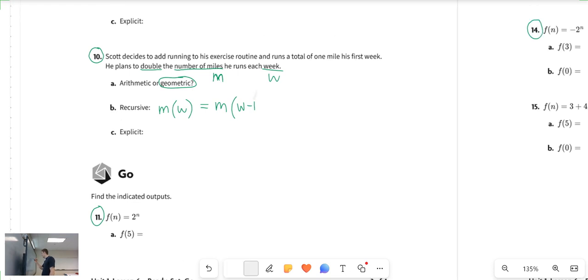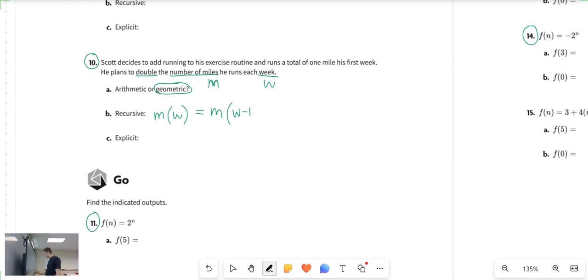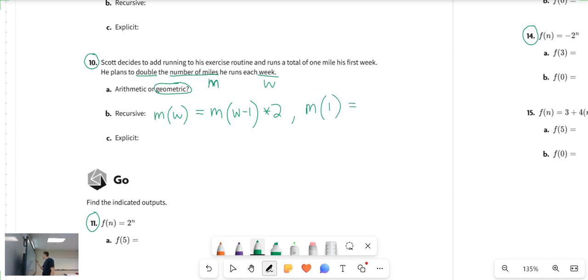Uh-oh, that's not what I meant. There we go. Minus one. Oh, we're moving things. Hang on. Minus one. And then it's going to double, right? That's what we said. It's going to double. And then we also need to know that the miles he ran in the first week was just one, right? He ran 1 mile the first week. All right. Now explicit, the miles that he runs in a given week is 2, right?